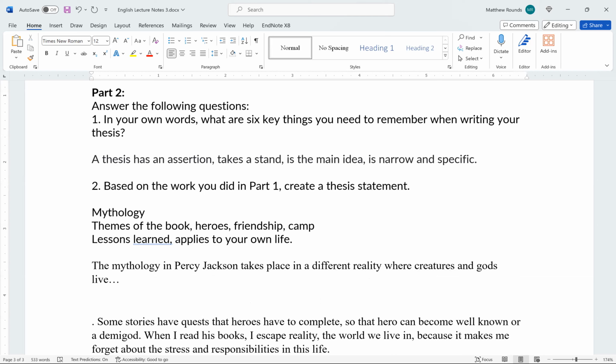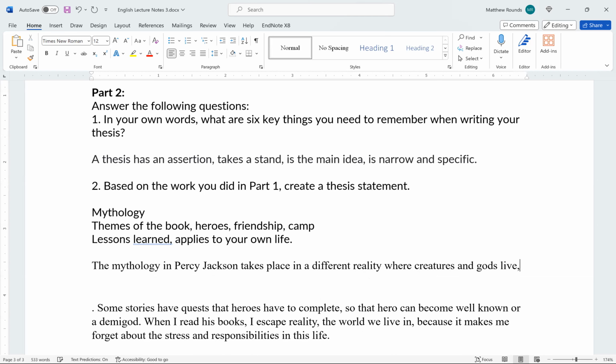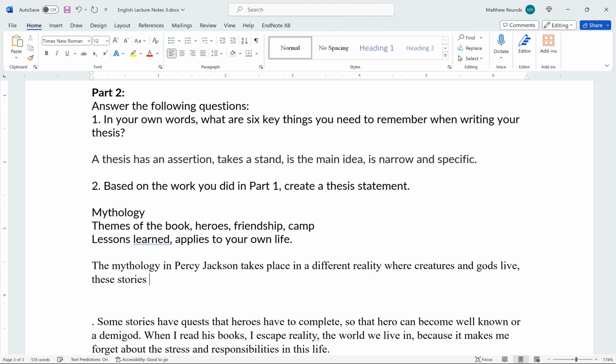All right. And then we can say something about these stories involve, what do they involve? What themes do they involve? Well, okay, they involve quests, battles. Hey, you've got some listed up here, though. What are the ones that we're missing? Friendship, heroes, camp. Heroes, camp. Okay. Life lessons. And the life lessons learned in the book. What did the life lessons do for you?